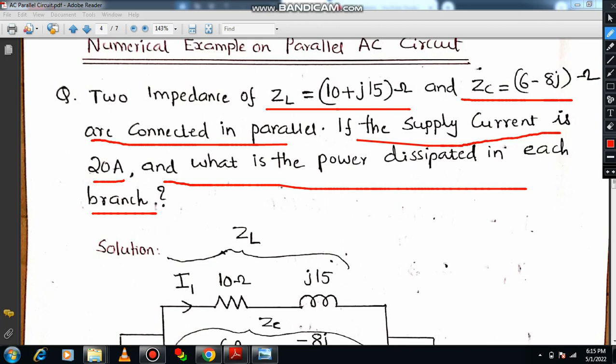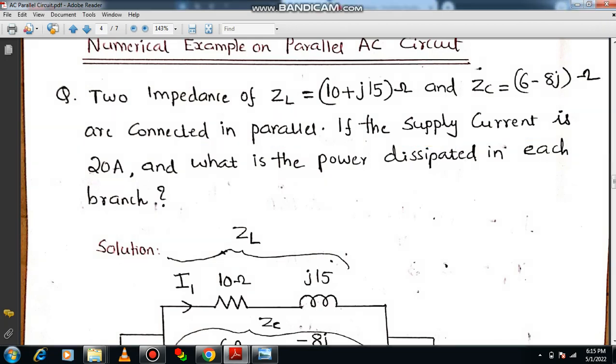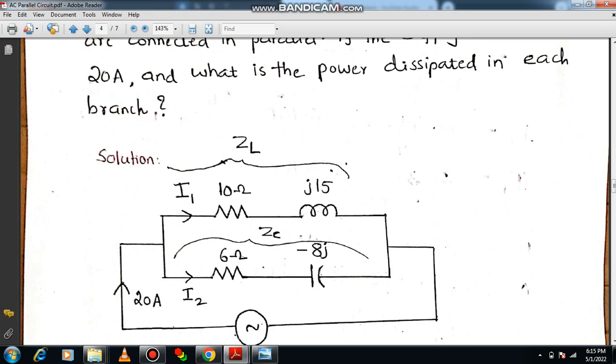How to solve this? First of all, it is better to draw one circuit diagram. So like this, R and L you can draw, R and C also you can draw, RL series network, RC series network. Both are connected in parallel, correct? RL is connected in parallel with the RC, correct?